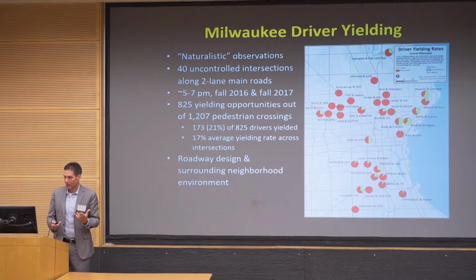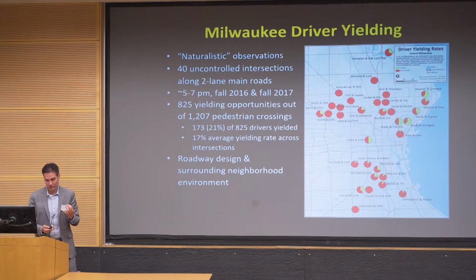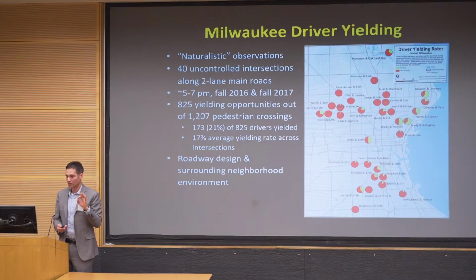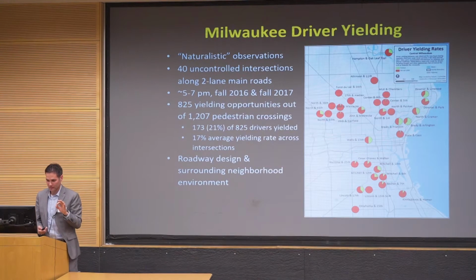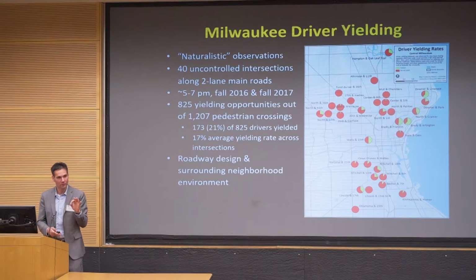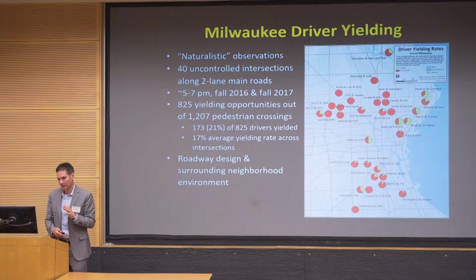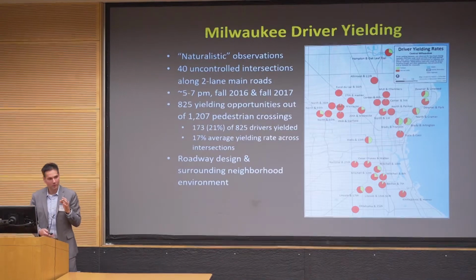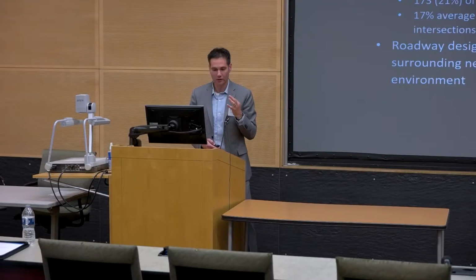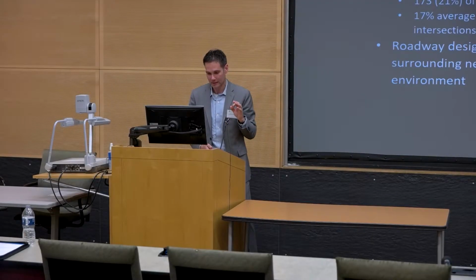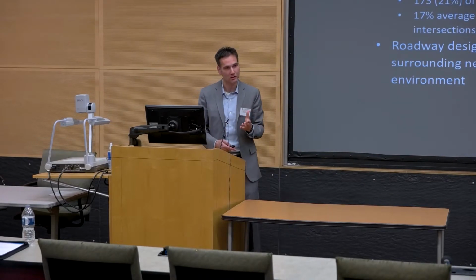So we collected the data around Milwaukee at 40 different locations, 40 intersections that were all along 2-lane major roadways. These are locations with either 25 or 30-mile-an-hour speed limits. They are arterial and collector roadways. Of 1,000, there were 825 yielding opportunities, and 21% of the drivers yielded in this case.